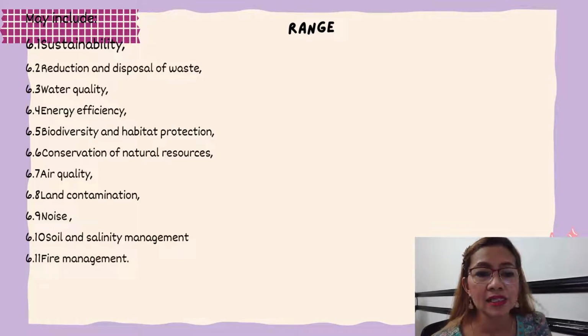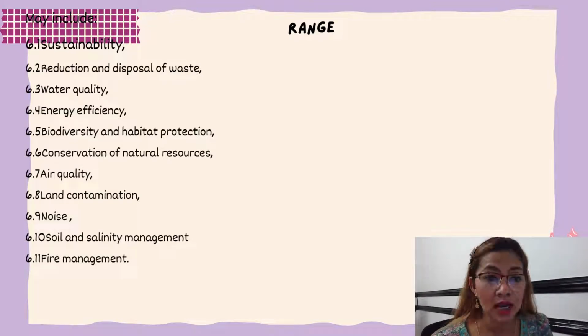And biodiversity and habitat protection, conservation of natural resources, air quality, land contamination. So these are the different environmental issues. Noise pollution, another environmental issue. Soil and salinity management, and the last one is fire management. So these are the different environmental issues that should be given attention by the trainer and trainees.